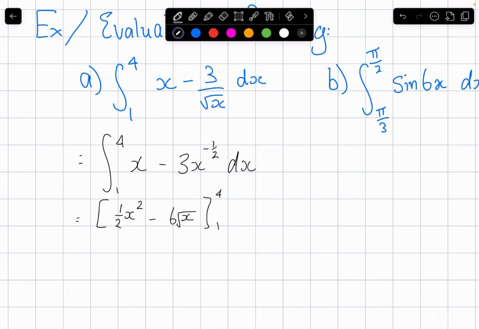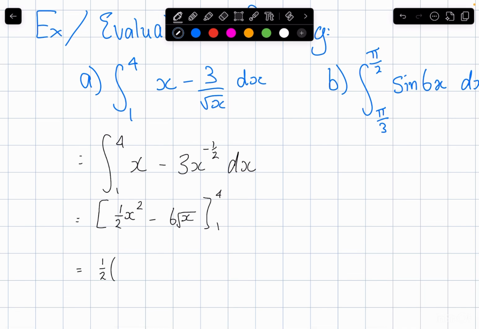So let's now have a look at what happens when I evaluate this. So 4 is acting as my b value. So I substitute that into my integral first. So 1/2 times 4 squared, take 6 times the square root of 4. Now I'm going to subtract, I'm going to put it in a bracket because there's multiple terms. So now I put 1 into my function. So I've got 1/2 times 1 squared minus 6 times the square root of 1.